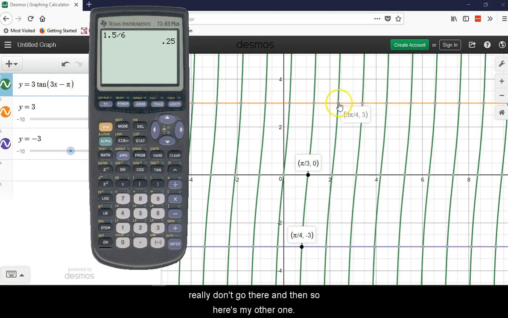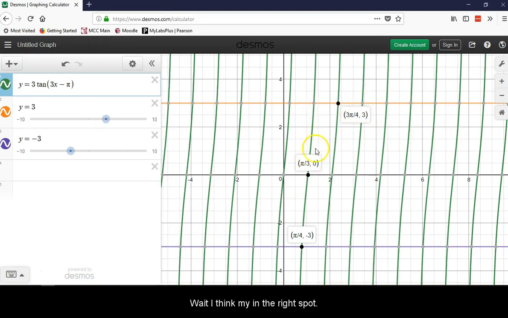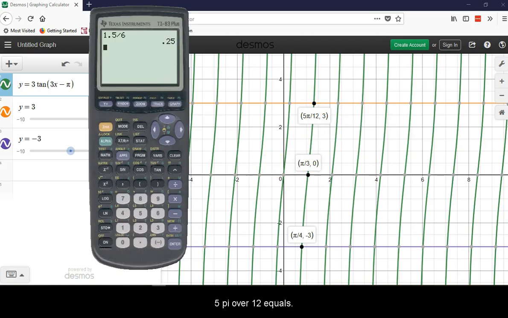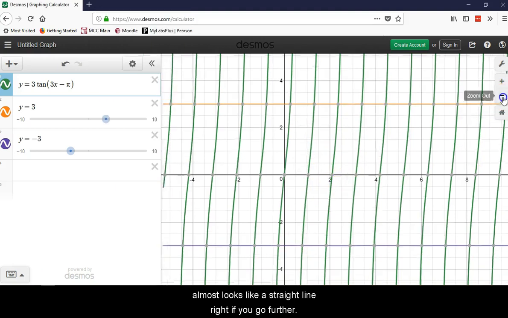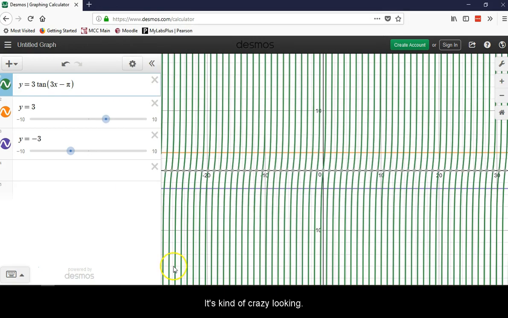And then, so here's my other one. Wait, am I in the right spot? Nope, there he is. 5 pi over 12, right? Because the other one was 2.5 divided by 6, and that is the same as 5 pi over 12. So there they are. And look how squished up he is. He almost looks like a straight line, right, if you go further out. It's kind of crazy looking.